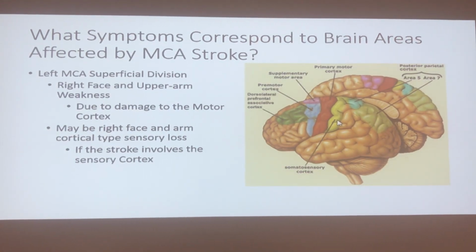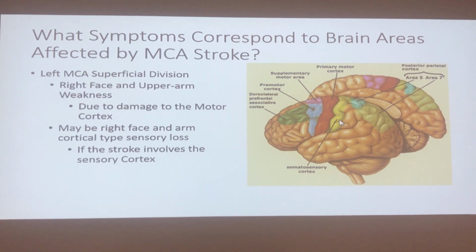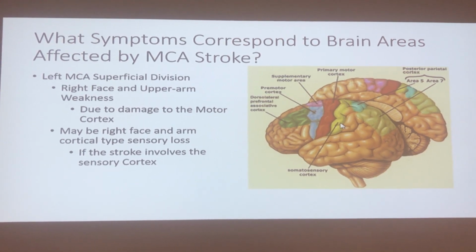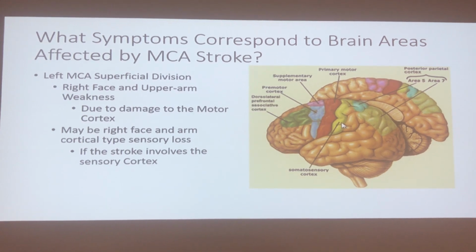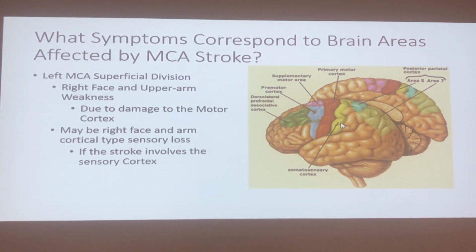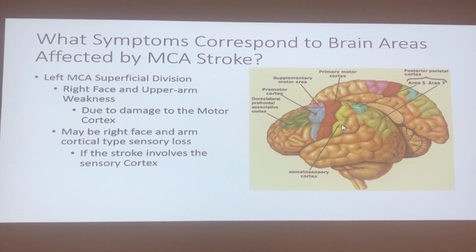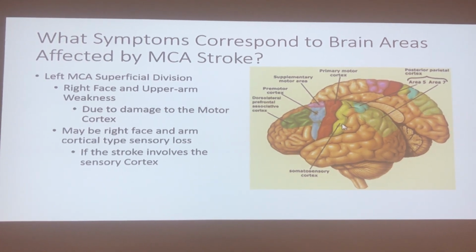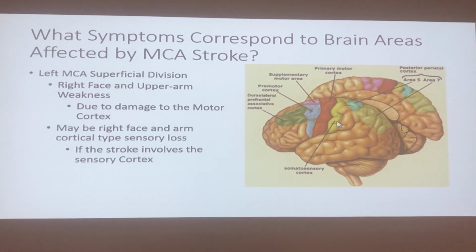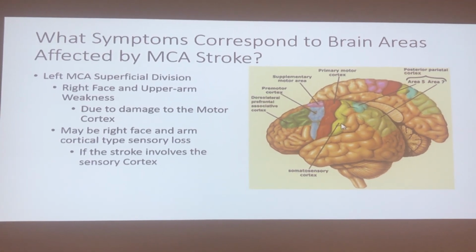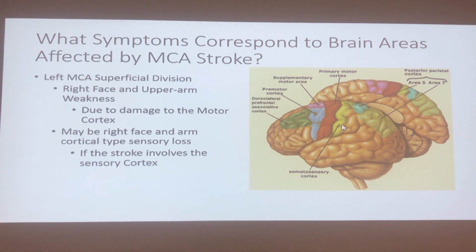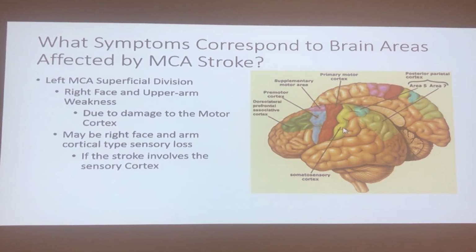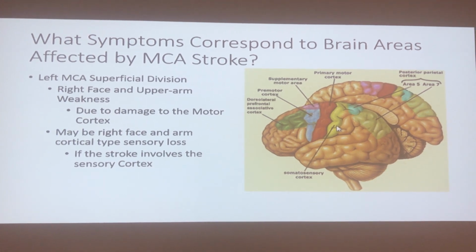What symptoms correspond to the brain areas affected by middle cerebral artery stroke? For the left middle cerebral artery superficial division, right face and upper arm weakness do occur, and this is due to damage to the motor cortex, as well as there may be right face and arm cortical type sensory loss with respect to the stroke involving the sensory cortex.